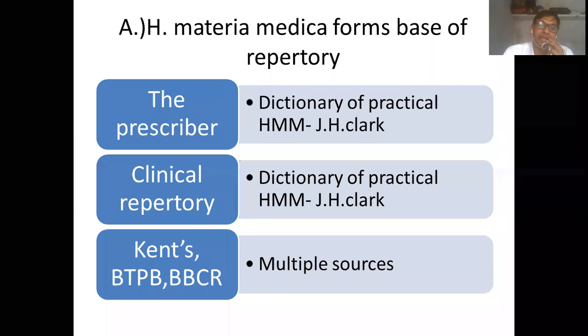Then again, if we take a review of Kent's Repertory, BTBP, BBCR, all these repertories are taken from the multiple sources of homeopathic materia medica. So after this overview, it is very clear that every repertory has its base, and its base is not a hypothetical base. Its base is on the rock solid foundation of homeopathic materia medica.